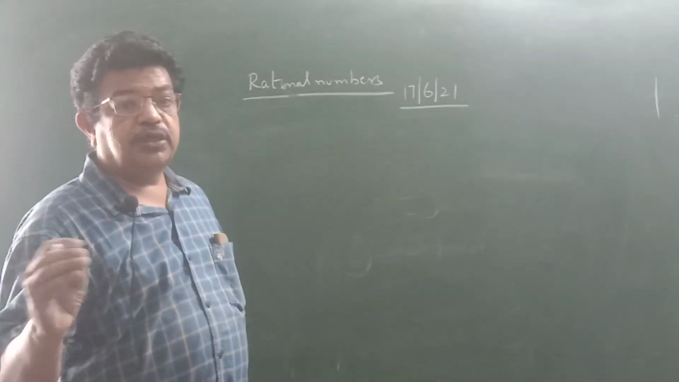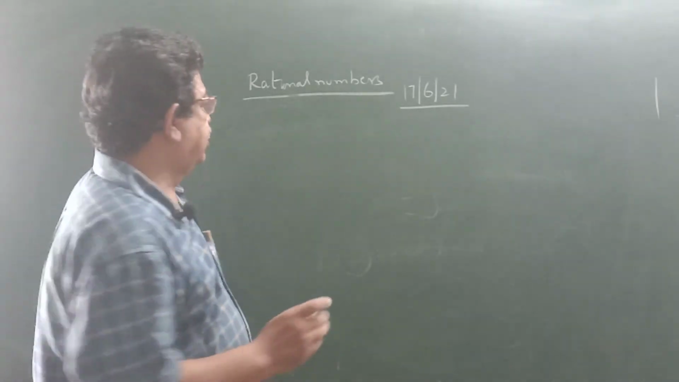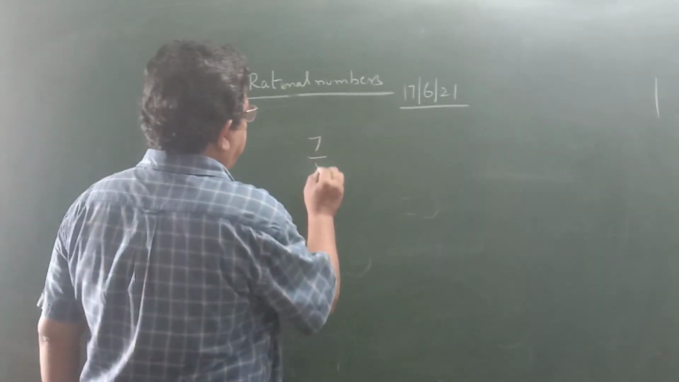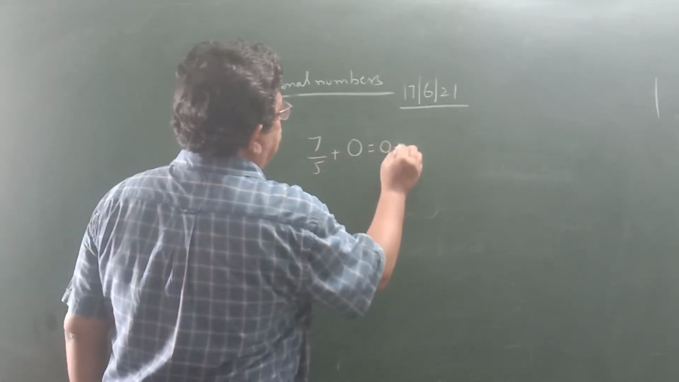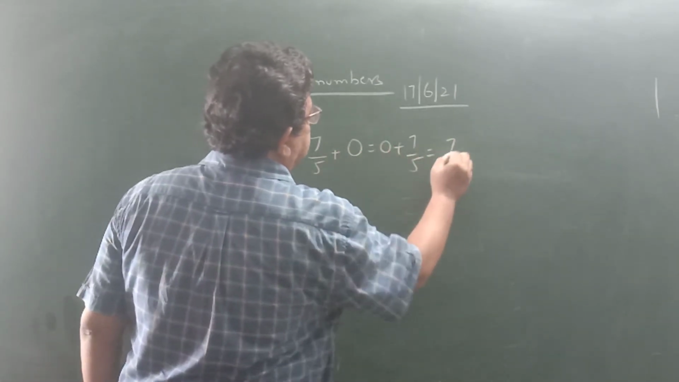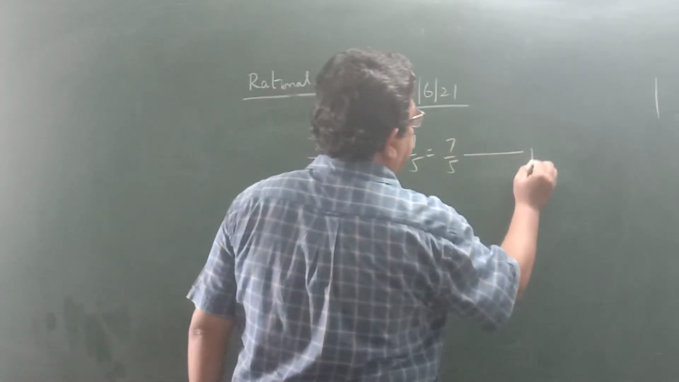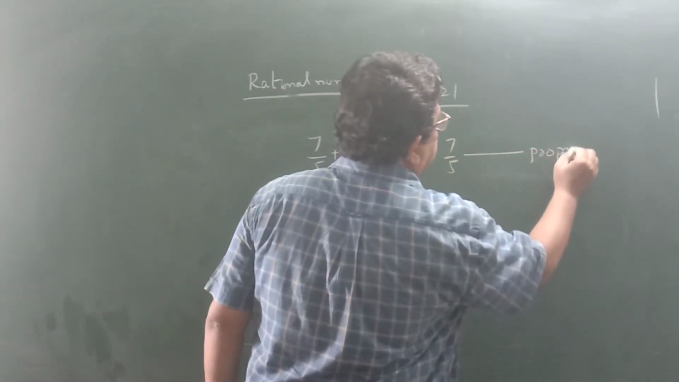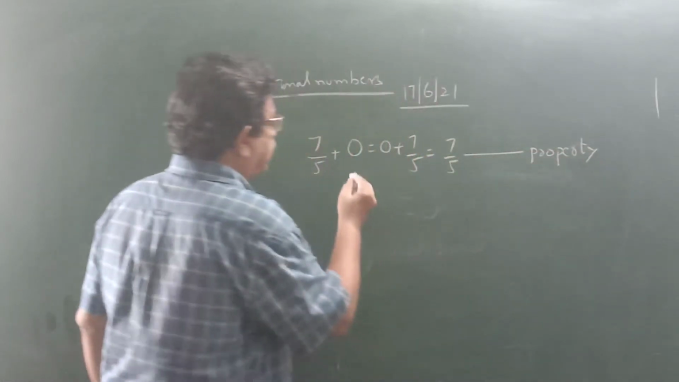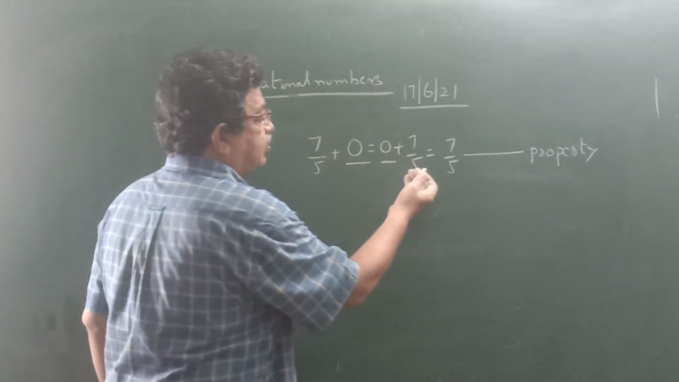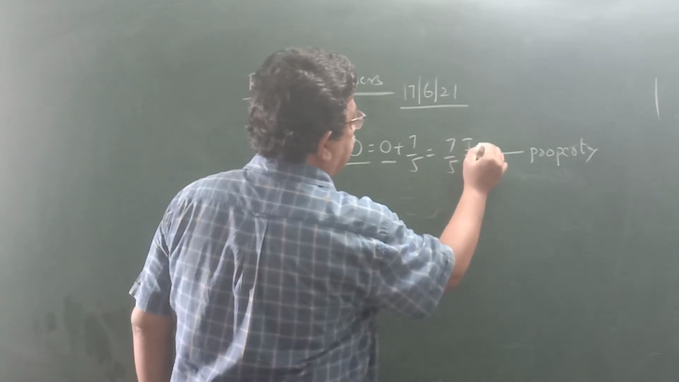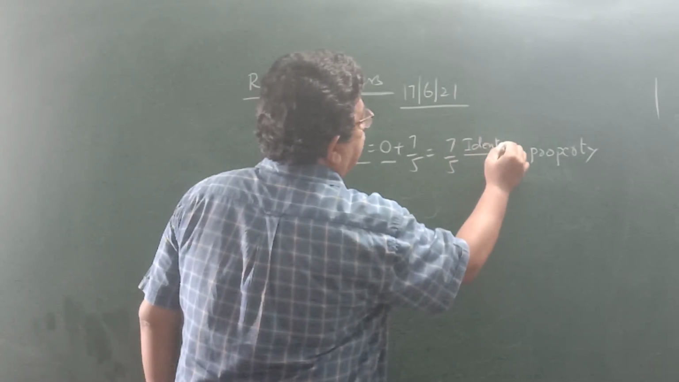Now we are going to do some recollection. Suppose I write 7 by 5 plus 0 equals 0 plus 7 by 5 equals 7 by 5, dash property. What is this property called? You are adding 0. 7 by 5 plus 0 or 0 plus 7 by 5, the result is equal to 7 by 5. What is that property called? Identity property.